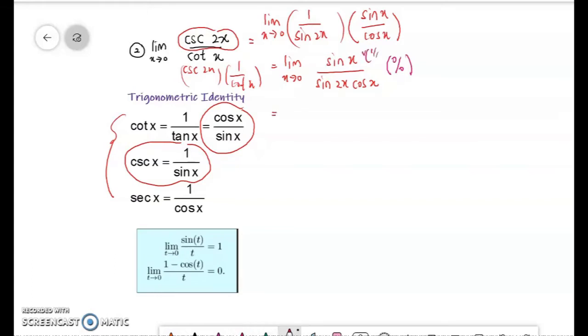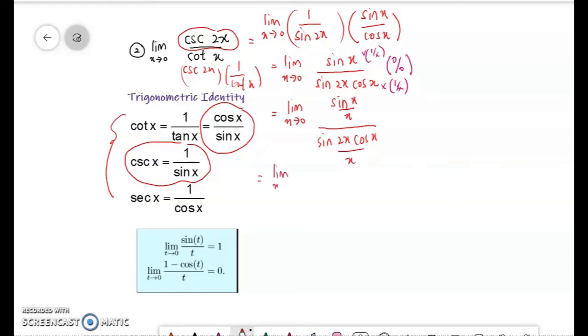Times with 1 over x. This one times with 1 over x squared. Okay, so then you can get the limit as x approaches 0. So for the numerator you get sin x over x, and for the denominator you have sin 2x cos x over x. Now we separate the limit for the numerator and denominator.